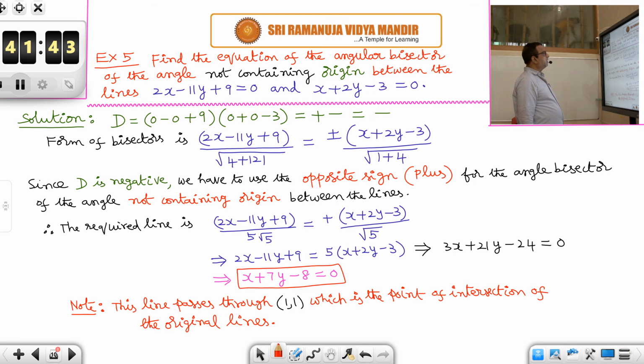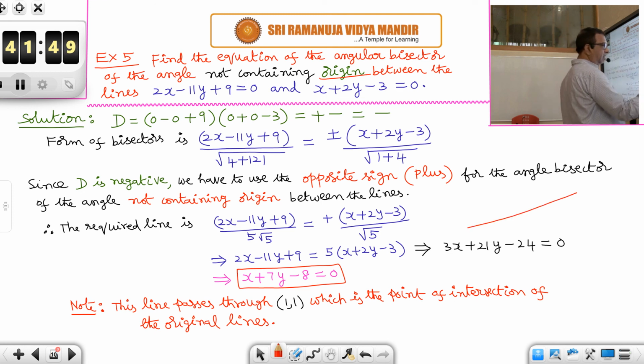Find the equation of the angular bisector of the angle not containing the origin. See, two lines are given. Suppose the origin is here. So we want the angular bisector of the angle. What is the angle containing the origin? This angle. We don't want that angular bisector. We want the angular bisector not containing the origin, so the other angular bisector which bisects this angle.